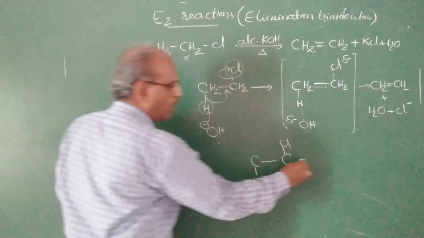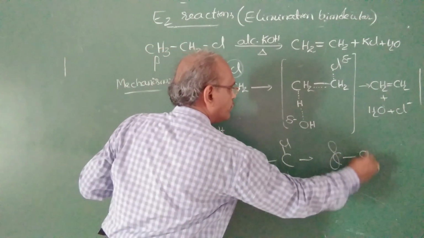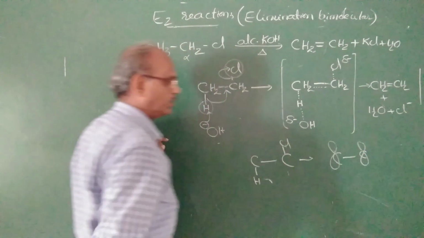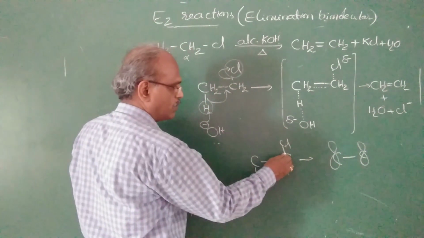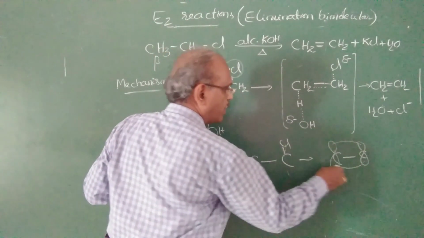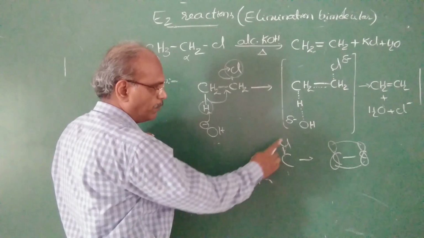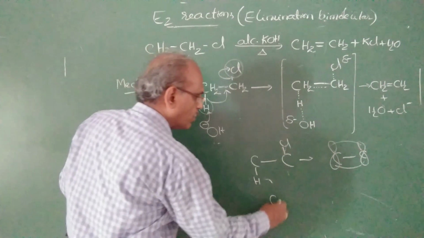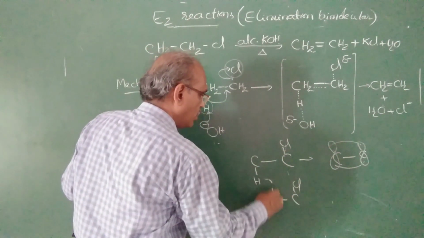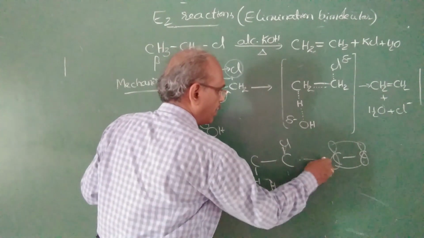After the removal of this, orbitals are developed like this. After the breaking of this one, by sideways overlapping, they can form a pi bond. Whether they are anti or syn to each other, both lead to the same condition.